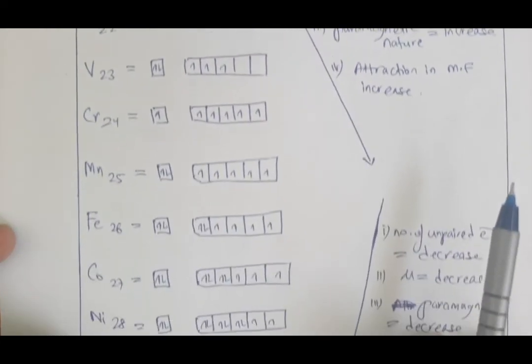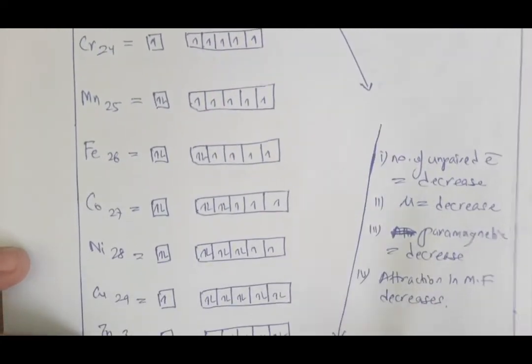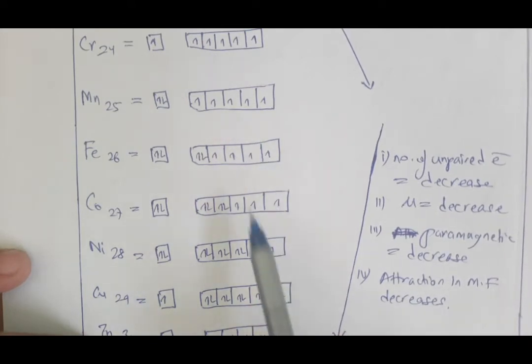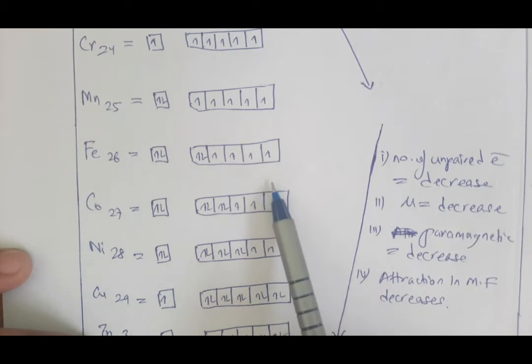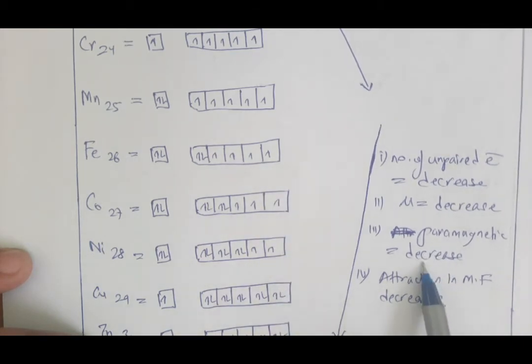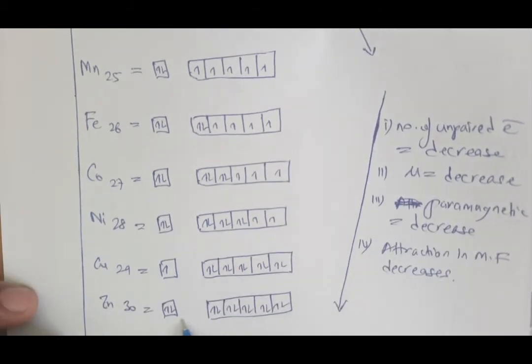But after the midway, paramagnetic nature decreases because pairing of electrons will start occurring in the d orbital, whereby unpaired electrons will be fewer, so paramagnetic nature decreases. And at the end, there will be no unpaired electron. So at the end, paramagnetic nature becomes 0. Okay, so it can be explained with the help of one question.